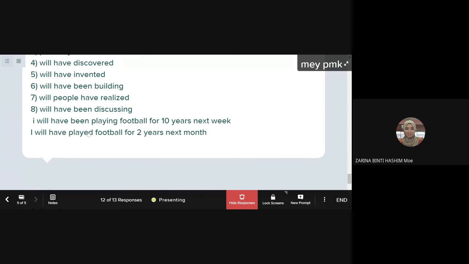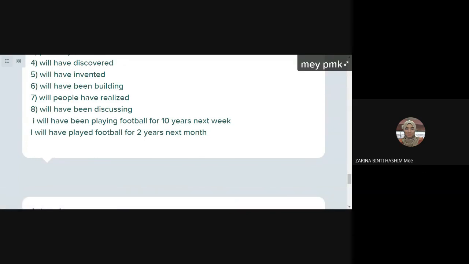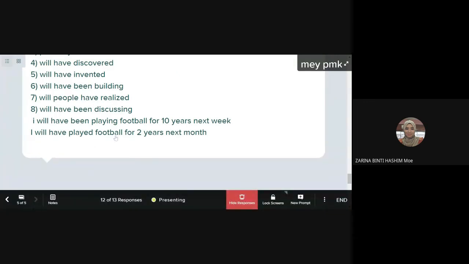Okay. Perfect means dah lengkap. Your activity tu dah lengkap. Finished. Okay. Continuous means you will still do the action. That is a difference, okay, everyone. A very big difference between perfect and continuous. Perfect means you have finished that. You will no longer play football. Continuous, you will still play football after next week. Okay, so with that we are going to go to our last activity, which is the quiz.